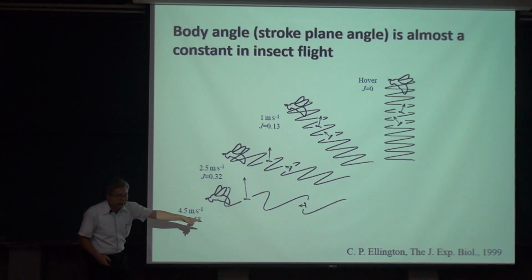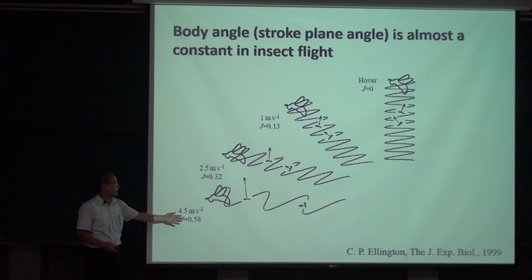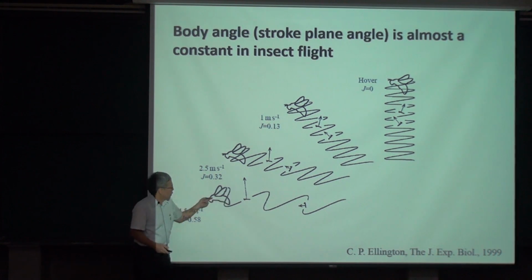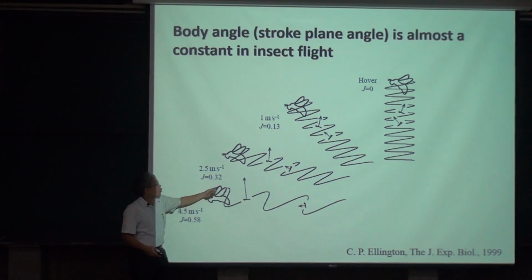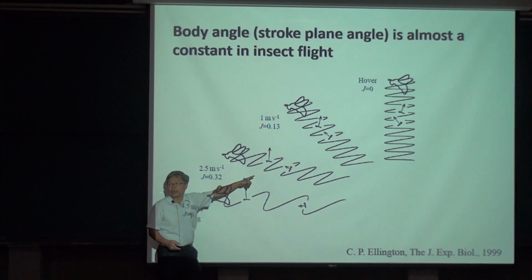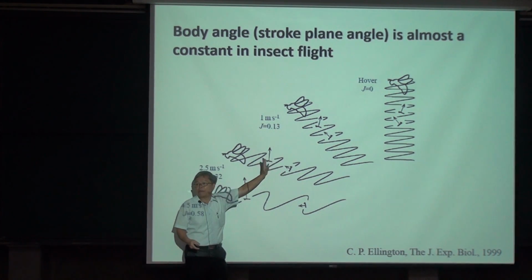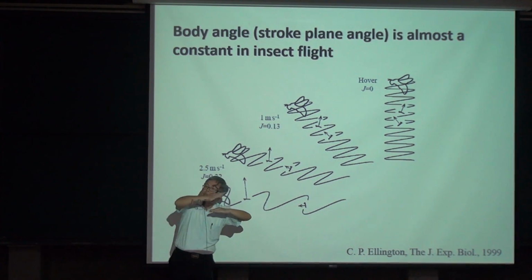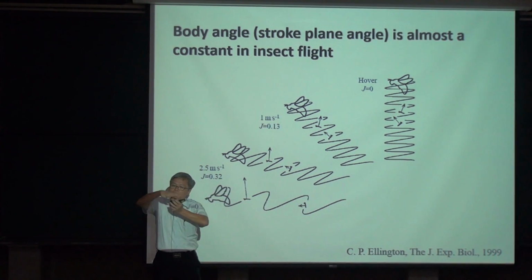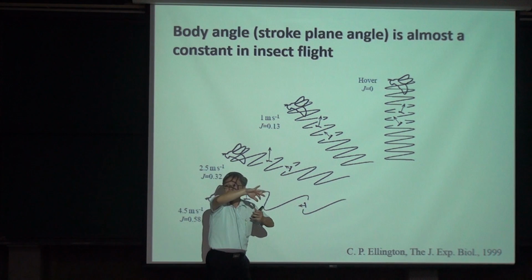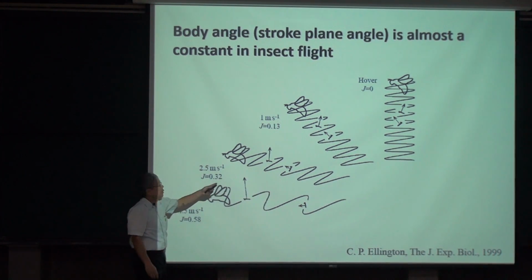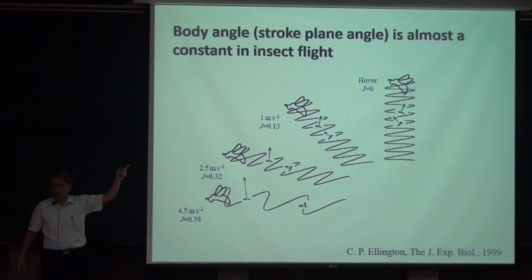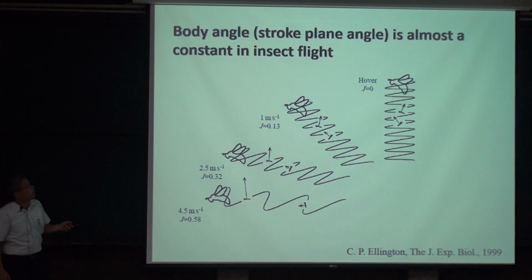But Ellington, a big shot in this field, found that most insects won't change the body angle during the flight. They will change the flapping speed, but won't change the position. They remain in the same position. But the butterfly will change drastically. So there must be a reason for it.